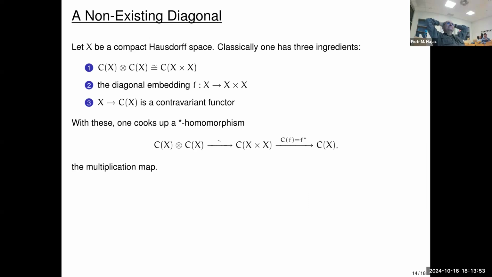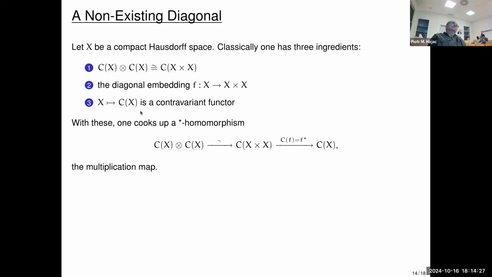Okay, so let's start from the geometric construction where you have a compact Hausdorff space X. How do you get this star homomorphism? You have three ingredients. You have that C(X) tensor C(X) is isomorphic to C(X cross X), where here you have the Cartesian product. You have a diagonal embedding of X into the Cartesian product. And you have that C is a contravariant functor.